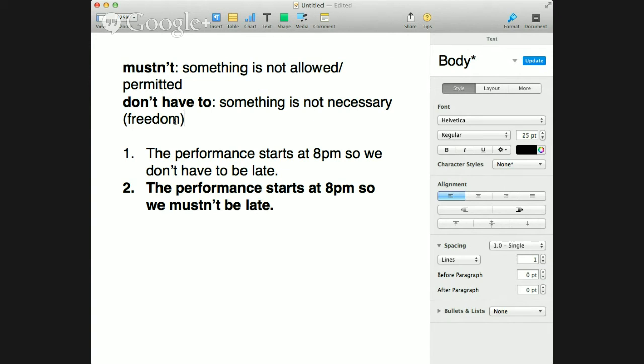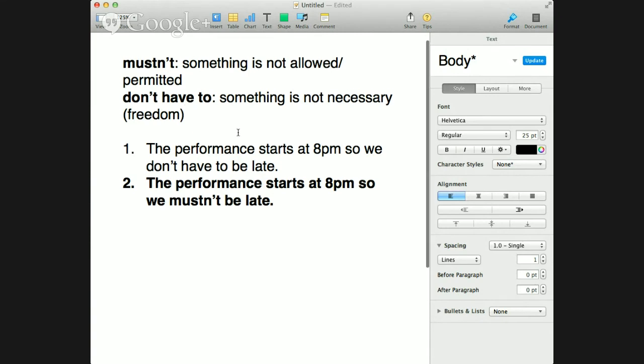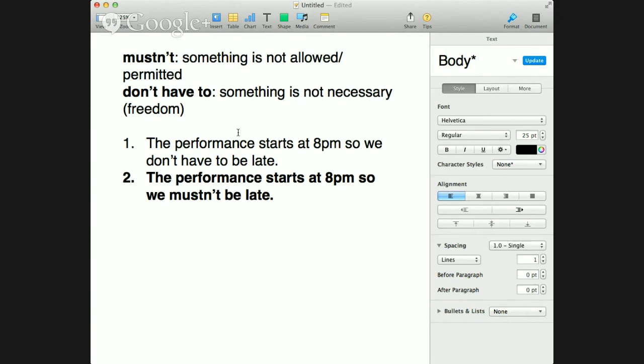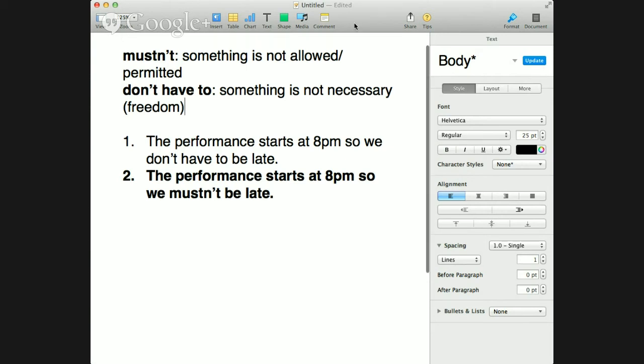Whereas mustn't is used to say something is not permitted. So you might say, for example, oh, we mustn't be too noisy because we just put the baby to bed. So you are not really allowed to be noisy, you're not permitted to be noisy, you shouldn't be noisy because you might wake up the baby. Can everyone see the difference between those two?